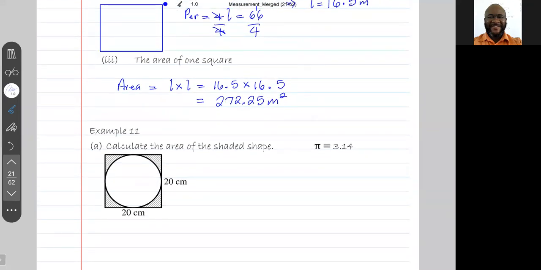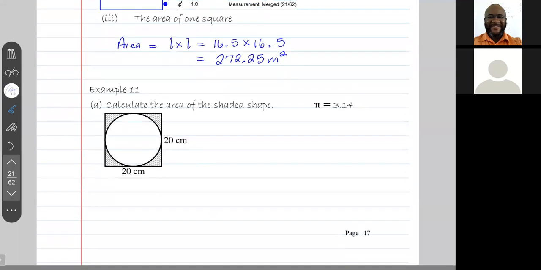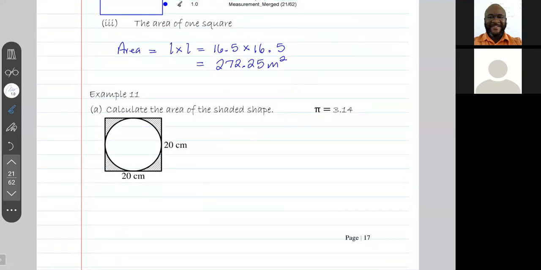Example 11. 2.3 instead of 272. I don't think it really matters. I wouldn't change it because it's just 0.25. It's 2 decimal places. I would just leave it like this. But you could have just put 272. Yeah, fine. No problem. It's only 2 decimal places, so I would just leave it like that.